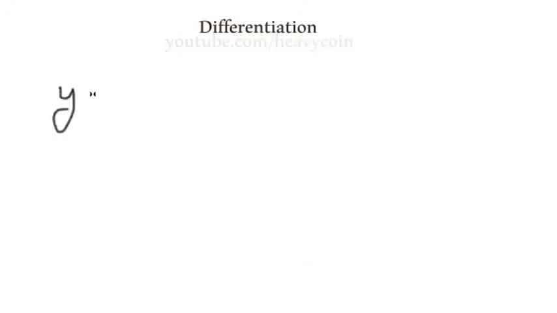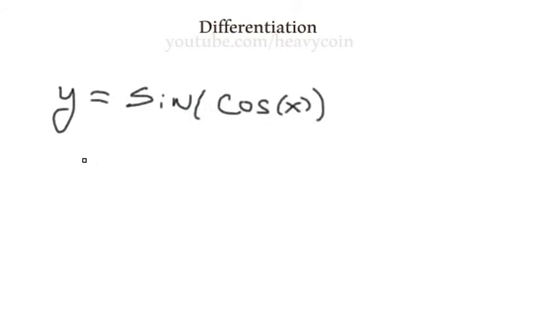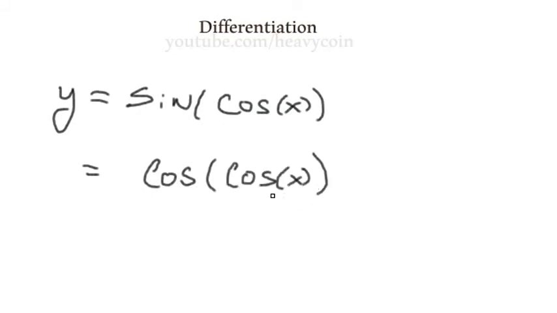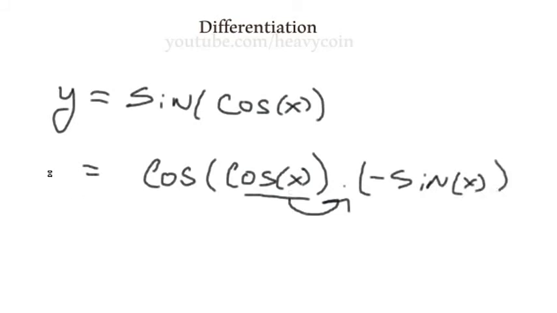Alright, let's work another one. We have y is equal to sine and then cosine x. So in this particular one here, we're going to take the derivative of sine x, which is cosine, and then we're going to take the derivative of cosine x and bring it out, and that's going to end up being negative sine x. So this is our y prime here.